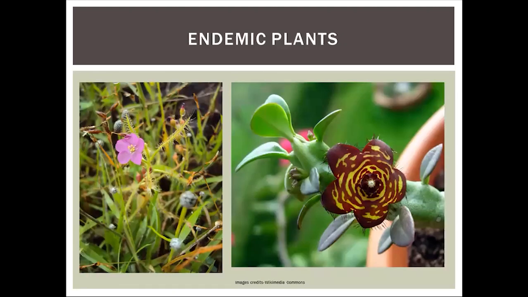Let us look at the endemic plants. The first picture here is of Drosera indica. It's commonly known as sundew. It is a very tiny plant if you happen to observe it. It is insectivorous. You can see the color of the petal. It is somewhat purple. It is one of the smallest flowering plants.